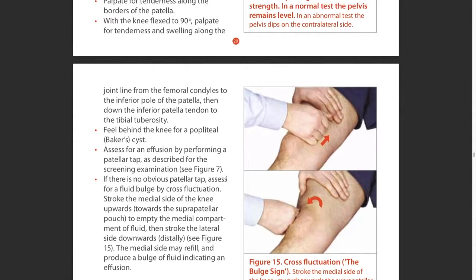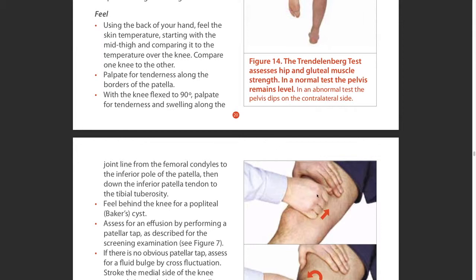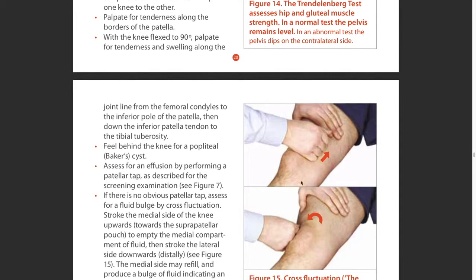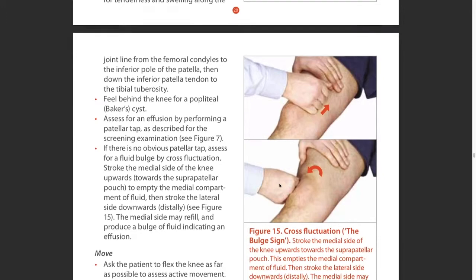Okay, so feel temperature, do patellar tap, do cross fluctuation, then feel for tenderness along the patella borders, and then flex the knee to 90 degrees and feel along the femoral condyles, down the patellar border, down to the tibial tuberosity.